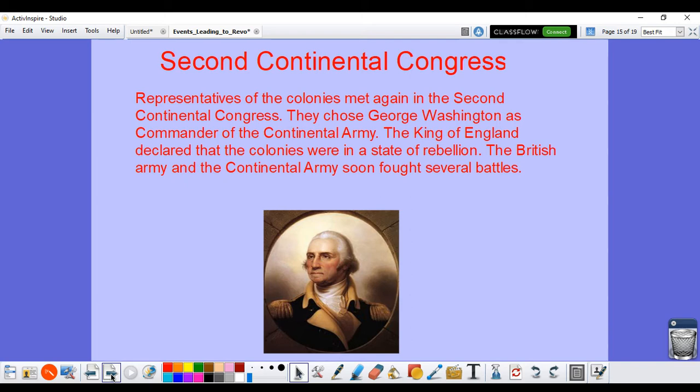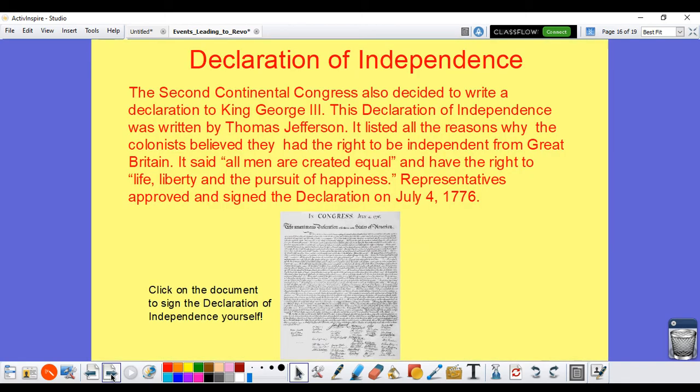Also, at the Second Continental Congress, they decided that they needed to write a declaration of their independence. And so they wrote a formal letter and they asked Thomas Jefferson to write most of it. And it listed all the reasons why the colonies had the right to be independent from England. And they listed out that men have certain rights, that all men are created equal, and they have the right to life, liberty, and the pursuit of happiness. The representatives from all different colonies signed this document on July 4th, 1776.